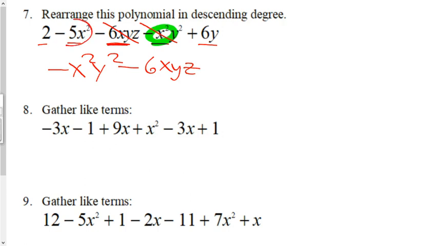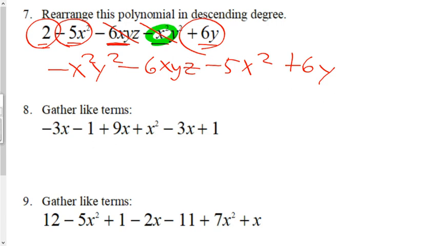Then I'm going to put this one, because it has a degree of 2, minus 5x squared. Then this one, positive 6y. And finally, my constant, which has no degree, will be a positive 2. So when I rearrange that 5-term polynomial in descending degree, that's how I should properly write it.